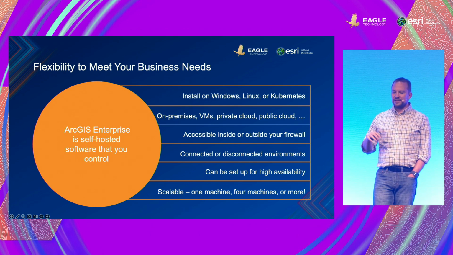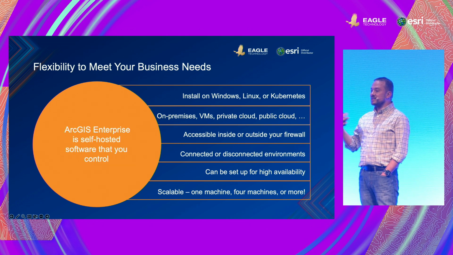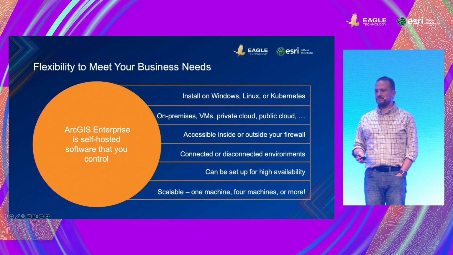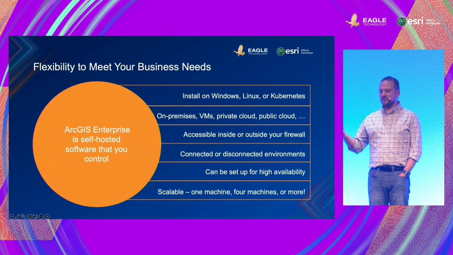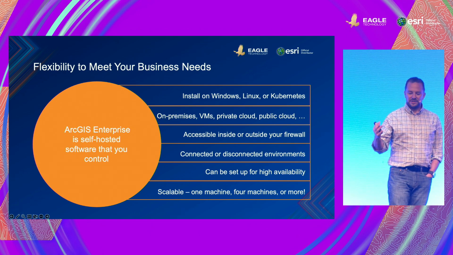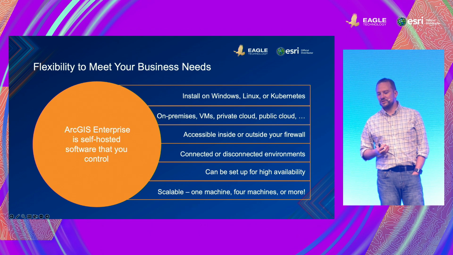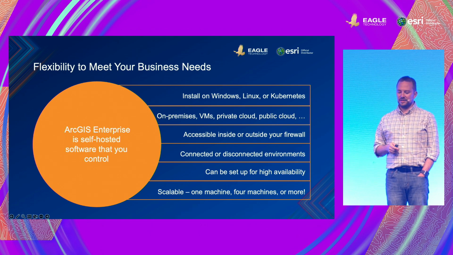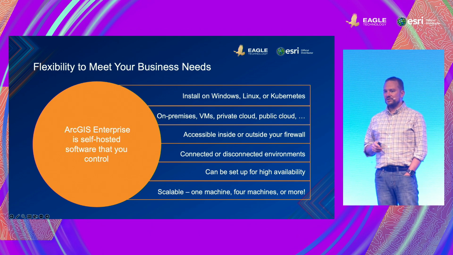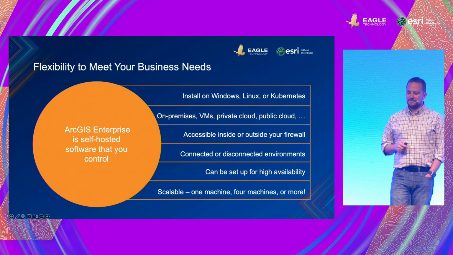It can be connected or disconnected, and you might think that's a strange way of talking about it. When we say disconnected, we typically mean disconnected from the open internet, running on your own isolated network. You can set it up for high availability. You have a lot of flexibility in terms of how to architect things, and you can scale it up and down and out for different workloads and different needs.